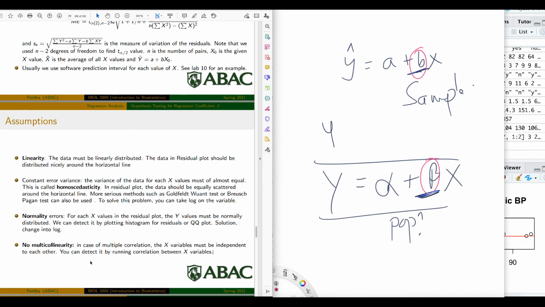Okay guys, I will show you how to do the hypothesis testing of the correlation coefficient in case of simple correlation, and the hypothesis testing for the regression coefficient in case of simple linear regression and multiple linear regression in the next video.